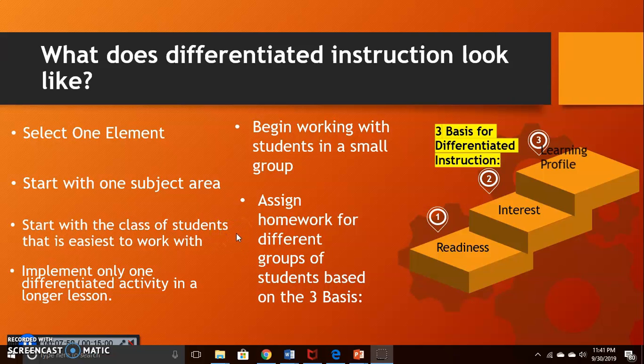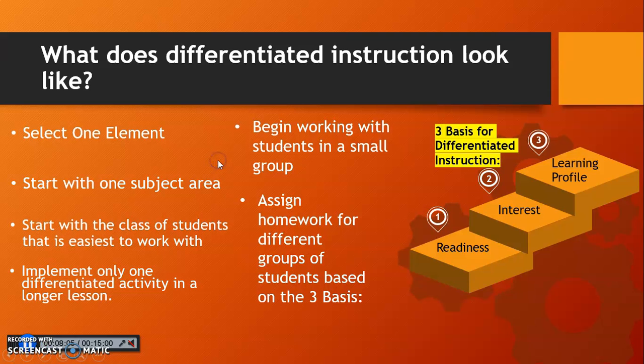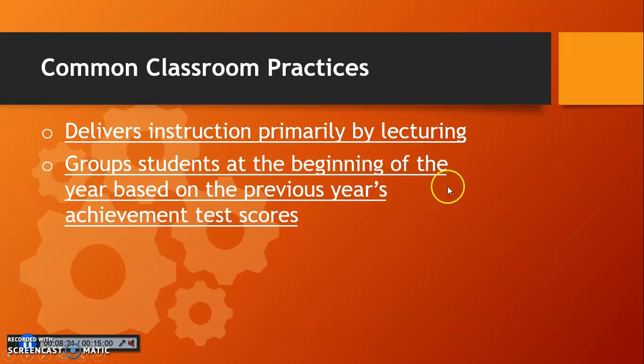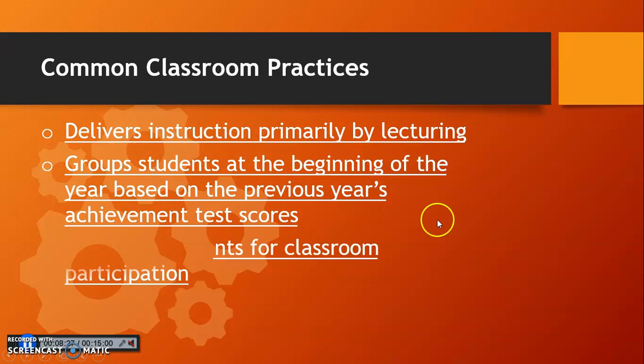So now I want to move on to common classroom practices. The first one is delivers instruction primarily by lecturing. Obviously that's not what we're looking for with differentiated instruction. Then group students at the beginning of the year based on the previous year's achievement test scores. That's not what we want to do. And then gives bonus points for classroom participation. Obviously that's another example of something we don't want.